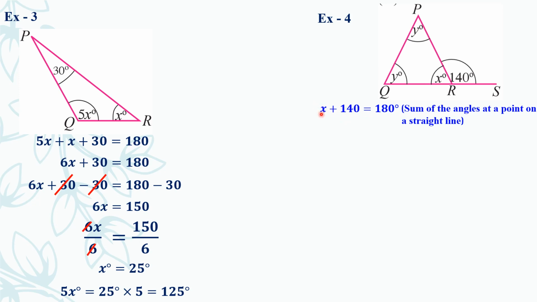To find the value of x, you can remove this plus 140. To remove that plus 140, you can subtract 140 from both sides. Then 140 and 140 are cancelled. Then x equals 180 minus 140 is equal to 40. Now we found a value for x. If you found a value for any unknown term, it is better to write that result in your figure.